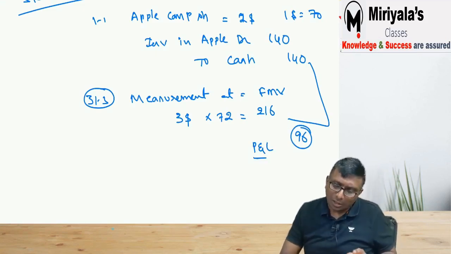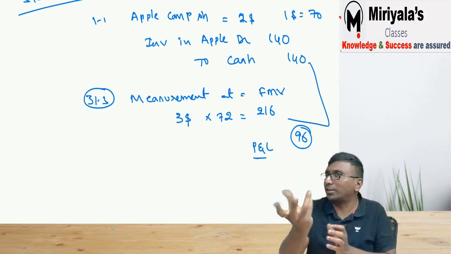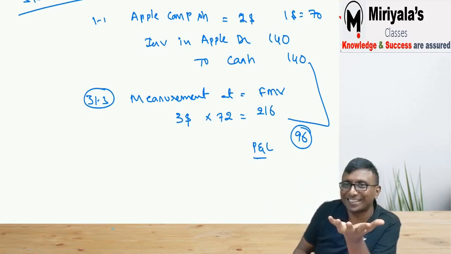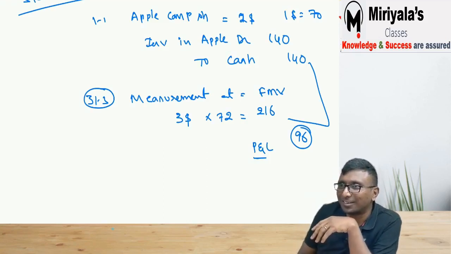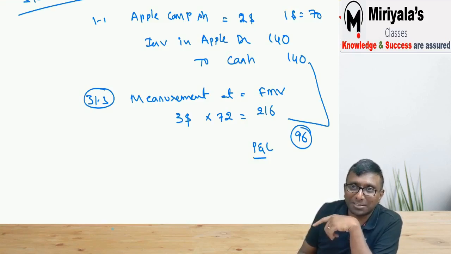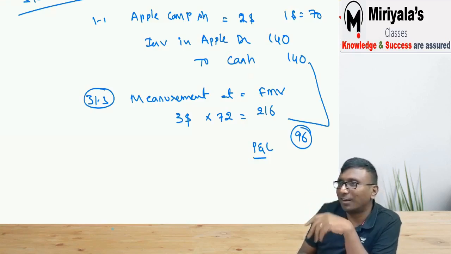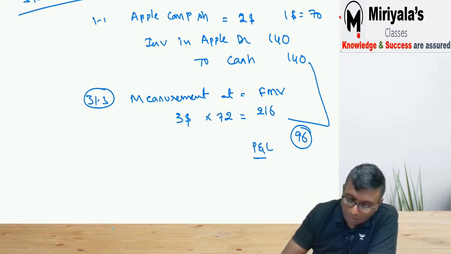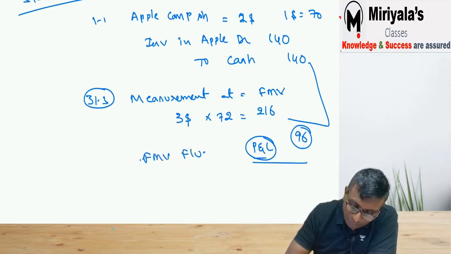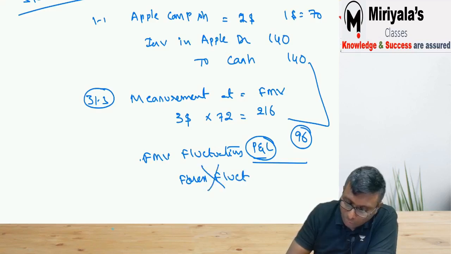Now shall I do it, sir? Out of 96, how much is because of forex? How much is because of fair value change? Like costing, quantity difference, price difference. Standard costing, quantity variance, price variance, something like that. Don't do anything like that. Transfer it as what? The full amount. The full amount will be transferred as a fair market value fluctuation. That's all. Here you don't need to bifurcate forex fluctuation. We don't show it as forex fluctuation.